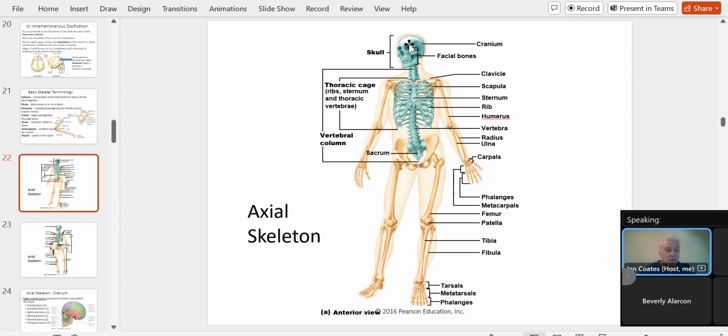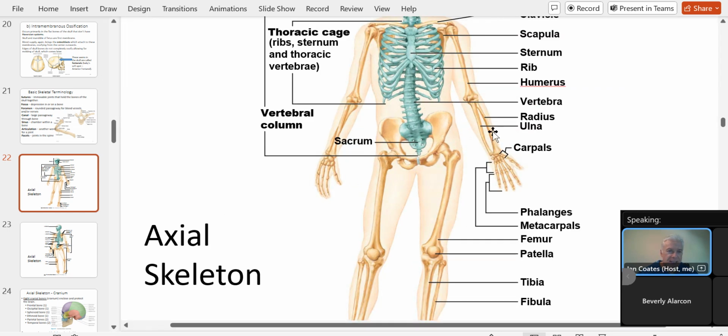Cranium. We'll get into more detail, which you've already seen. Facial bones, sure. Clavicle, that's your shoulder bone that we saw earlier. Backside, scapula, sternum, rib, humerus, vertebra, radius, and ulna. Remember your anatomical position: you're standing straight and the thumb is out. Have a look at where your radius is. Your radius is closest to your thumb. Your ulna is closest to your pinky.